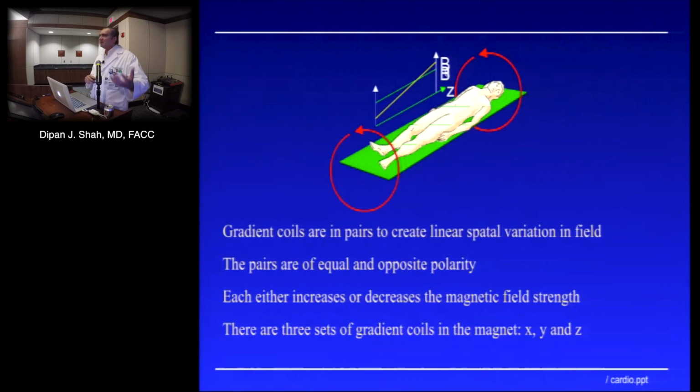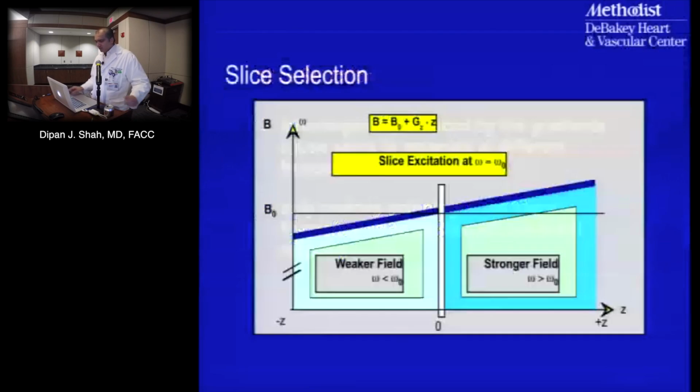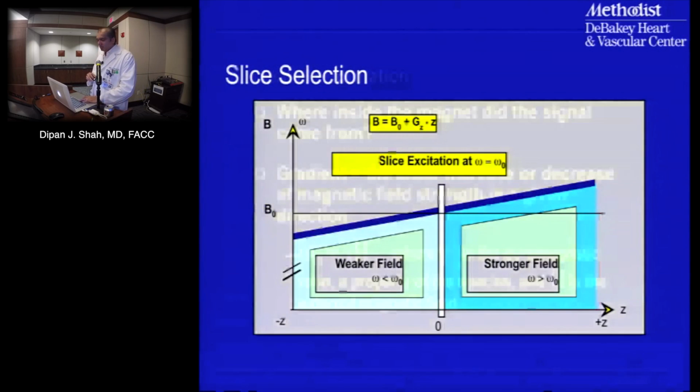So if I only excite selective protons, the signal that I receive back will only be from the protons that are in the slice of interest. This is the way by which I actually select the slice that I'm interested in imaging. That's what's called a slice selection gradient. Okay, and that's what's shown here. Again, you can pick whatever location you want to image.